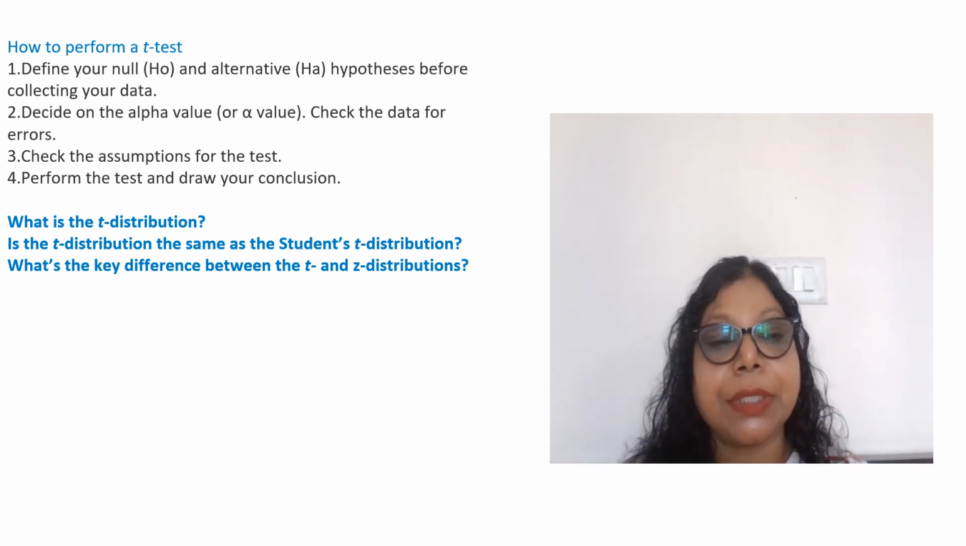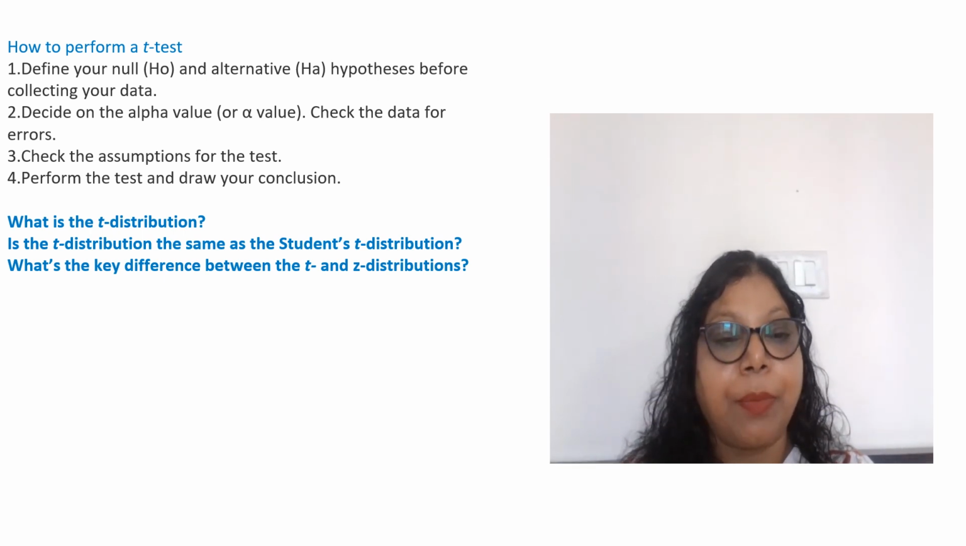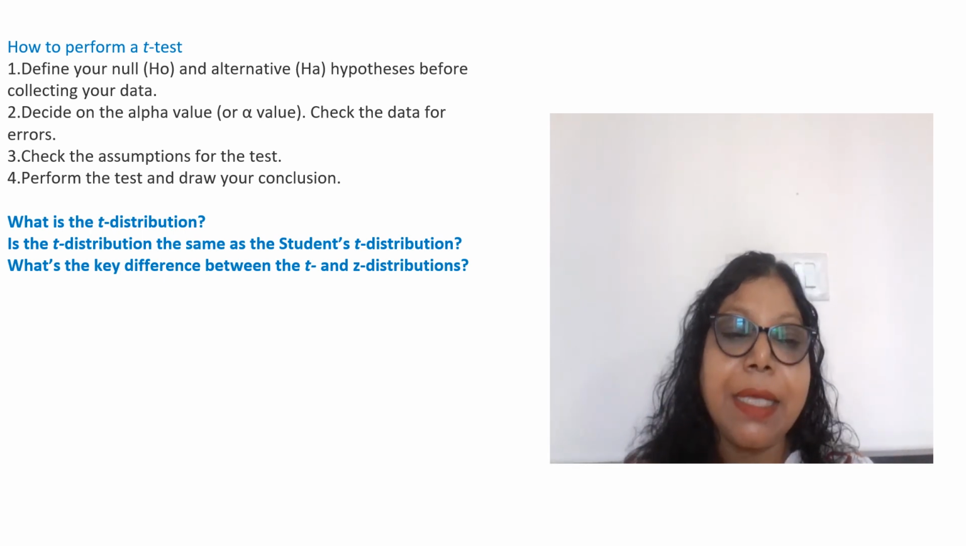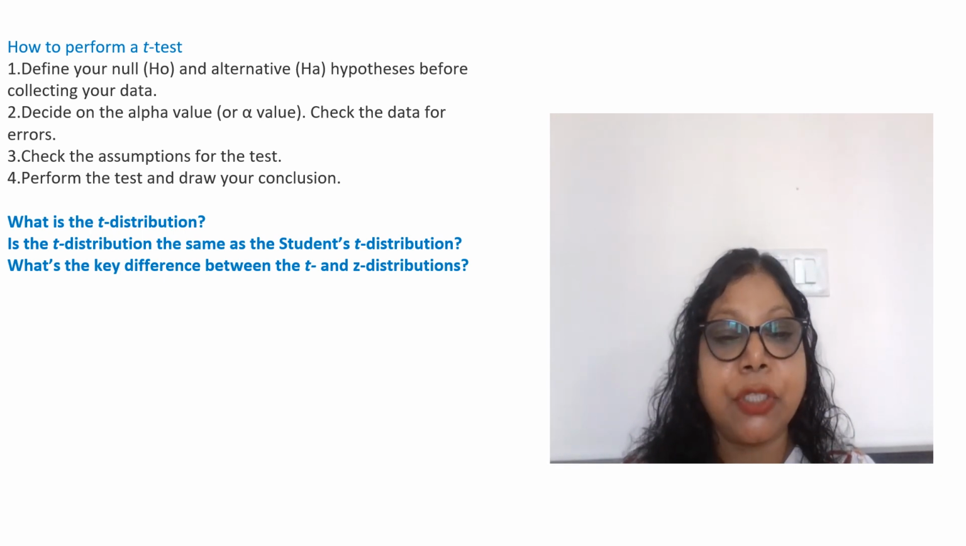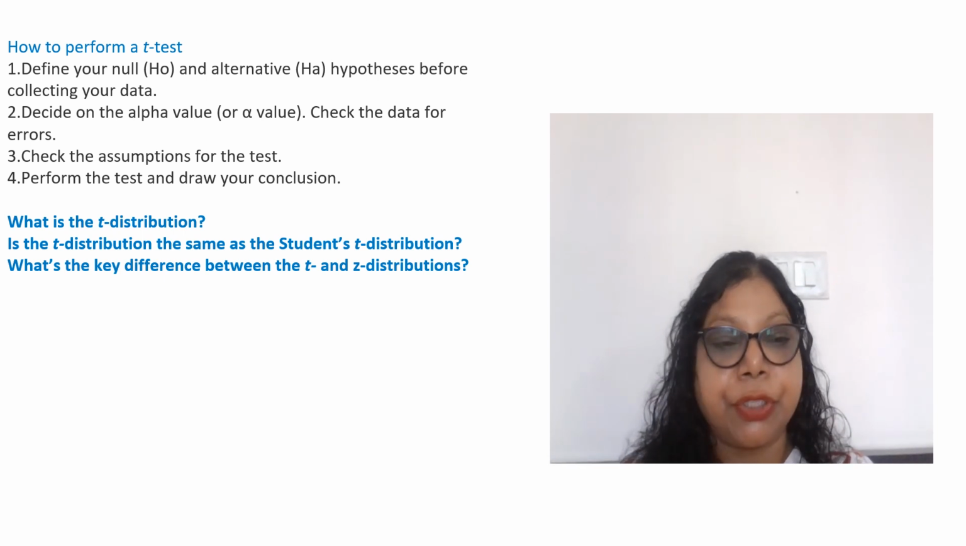The t-distribution describes the standardized distances of sample means to the population mean when the population standard deviation is not known, and the observations come from a normally distributed population, which we have already taken as an assumption for the t statistic. Now the next question arises, is the t-distribution the same as the Student's t-distribution? Yes, somewhere we use the Student's t-distribution, and in some cases we use the simple t-distribution.